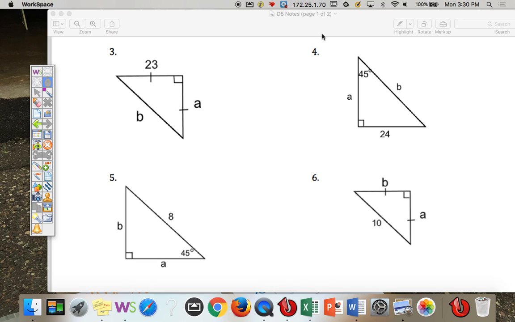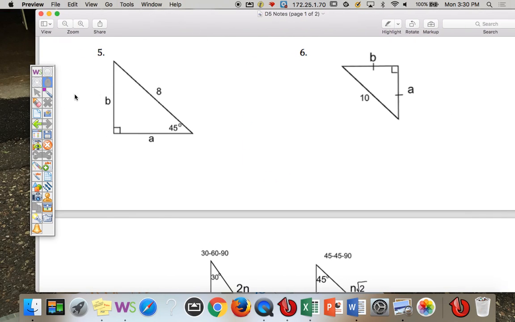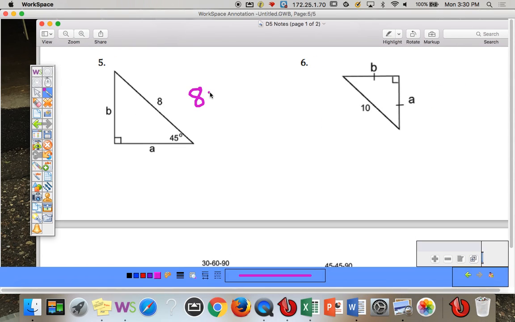All right, 5 and 6 are slightly different. They give you the hypotenuse. So for this side right here, we have 8 equals n√2. How do you get rid of the square root of 2? Well, you divide. And then we're just going to leave it like that. So that's what n equals. So this is 8 over the square root of 2, and so is this one.